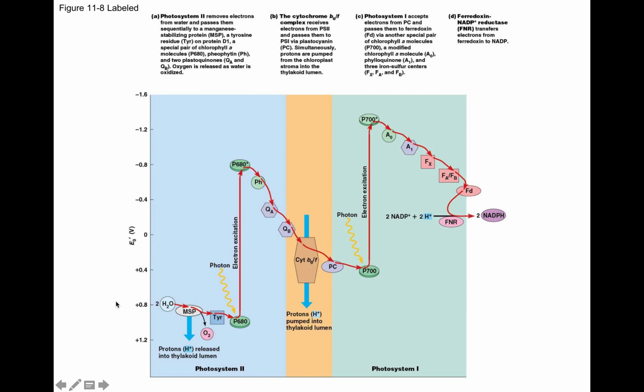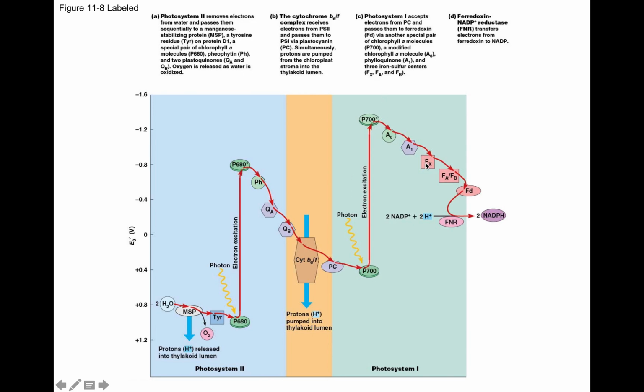Now we're going to go back and finish it up after we finish the electron transport chain here. But these have electrons that leave. That leaves a hole in P700 that gets replaced by electrons coming from P680.